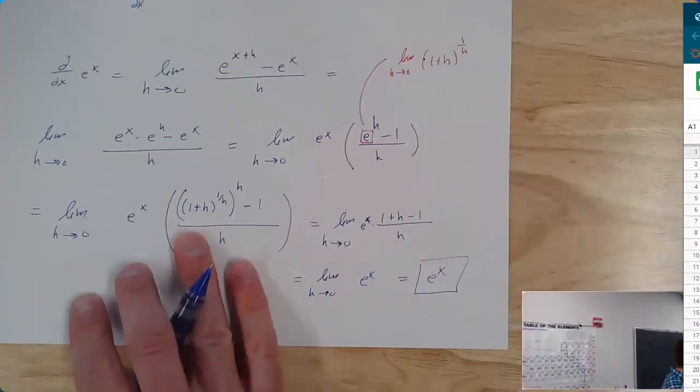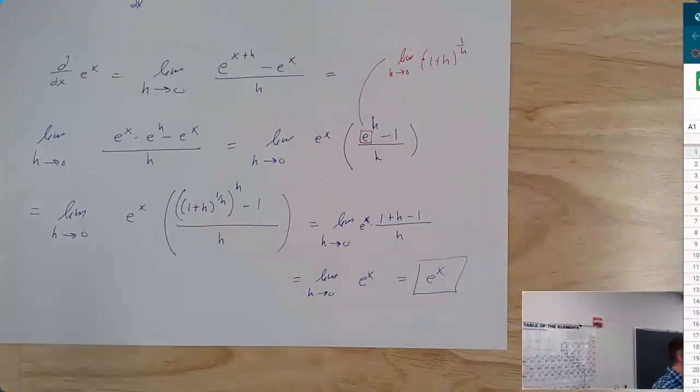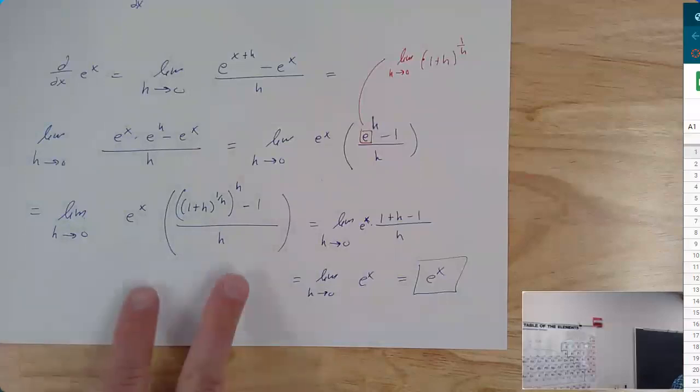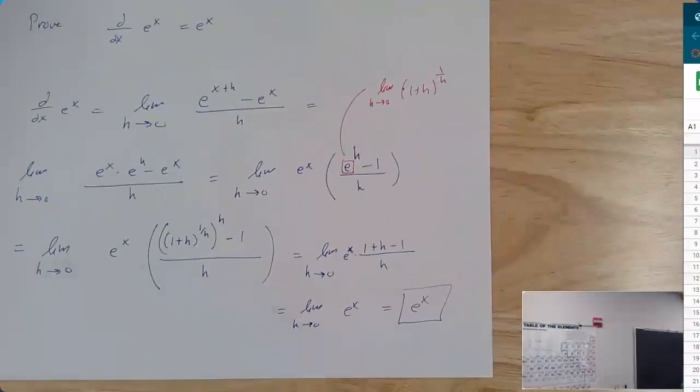So I will admit, this feels moderately hand-wavy, and it might be something different than what your professor actually did. What I'll say is that typically, at the end of the day, no one is asking you to prove that the derivative of e to the x is e to the x. What they want you to know is that the derivative of e to the x is e to the x.